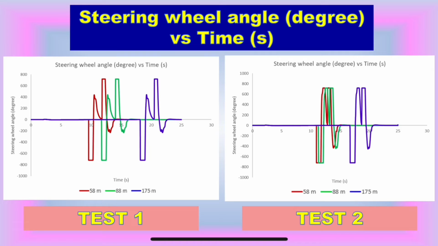And also both graphs show ups and downs and also flat peaks. This is because of the common input from the steering.